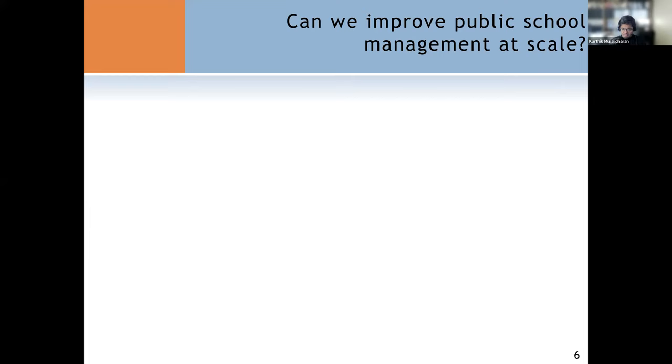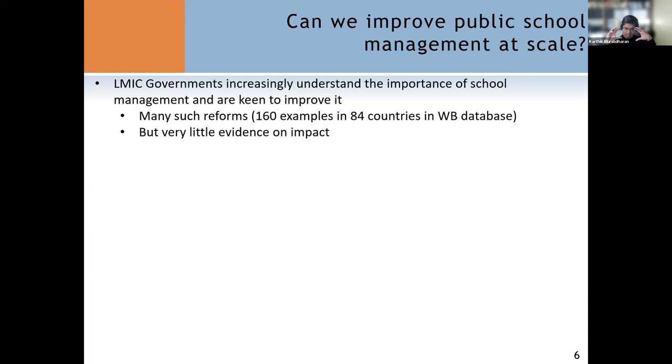So what we're doing in this other paper, which I'm going to talk about, is looking at a large-scale school management program that was implemented across most of India. It's not that governments don't understand that management is important. Low and middle income countries increasingly understand the importance of school management, and they want to improve it. There are many, many such reforms, about 160 examples in 84 countries in just the World Bank database that we documented. But there's very little evidence of impact. Governments are doing a lot of stuff, donors are funding a lot of stuff, but we don't really know if it's working.